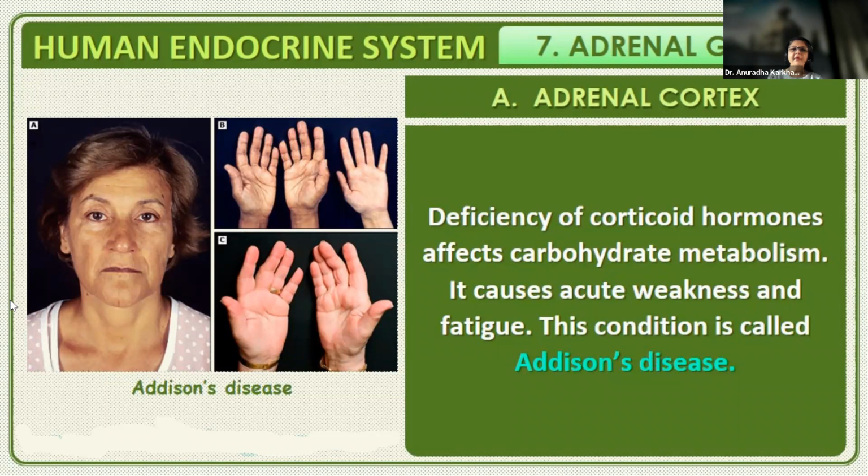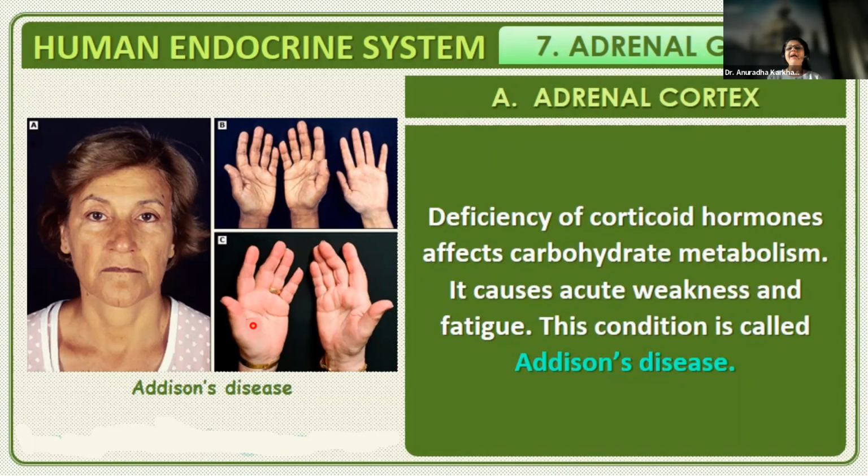So look at this female, how sad she is, her face looks pitiable, doesn't it? She is very tired and weak and pale. And look at the hands, how they have become. You can see these swollen fingers and crooked hands. Here also see swollen and crooked hands. So beta, this is your Addison's disease. It is caused because of impairment of the adrenal cortex.